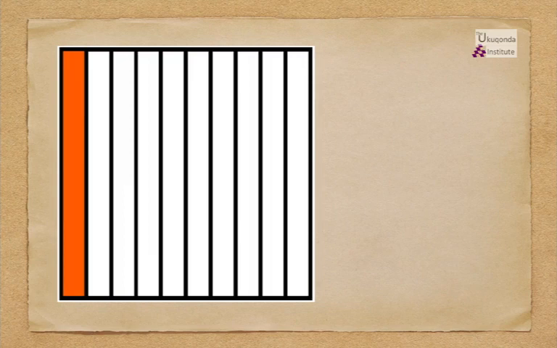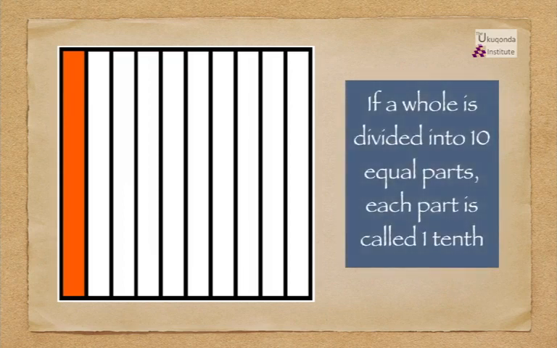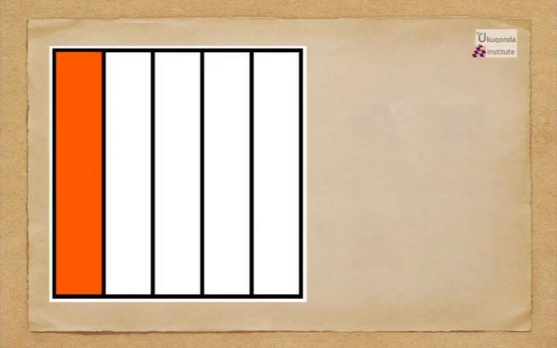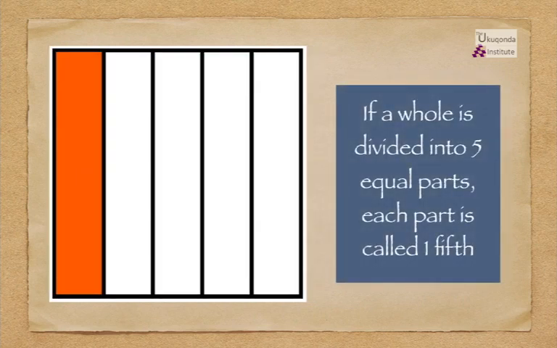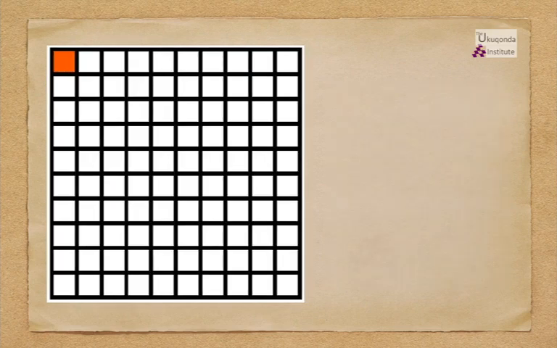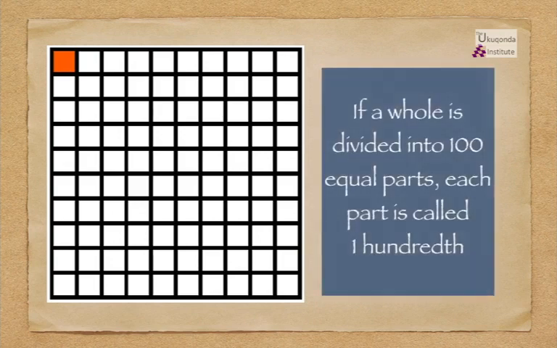Can you see how many equal parts there are in this diagram? If a whole is divided into 10 equal parts, each part is called 1/10. If a whole is divided into 5 equal parts, each part is called 1/5. This diagram has been divided into 100 equal blocks. What do you think we call each of those parts? If a whole is divided into 100 equal parts, each part is called 1/100th.